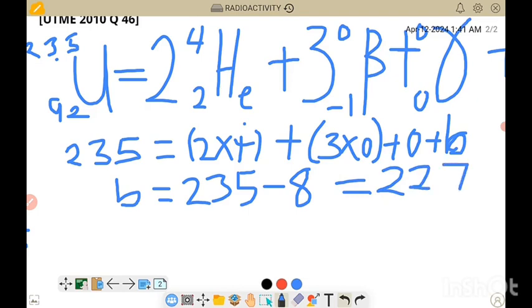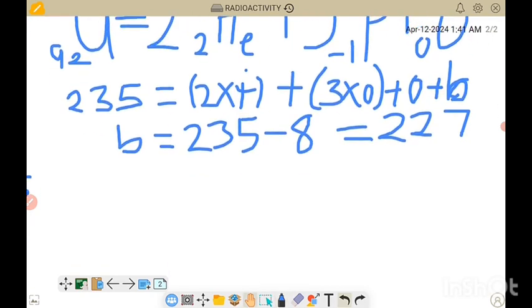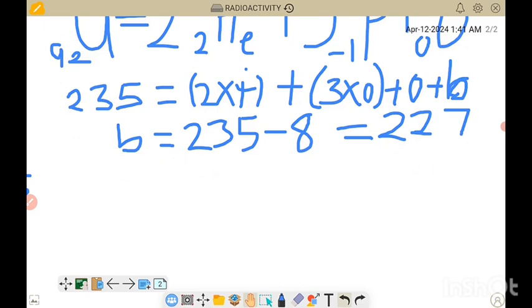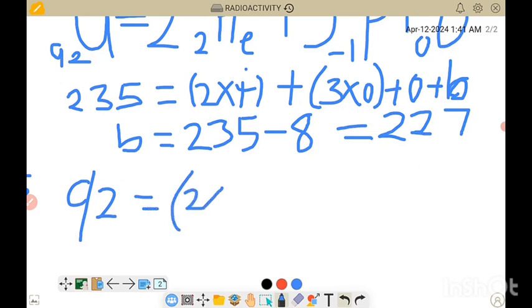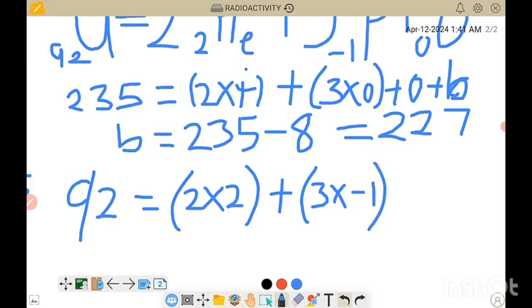Similarly, we can do that for the atomic number aspect. Let's equate all the atomic numbers as well. So you can say 92 equals 2 times 2 plus 3 multiplied by minus 1. We're considering the atomic number now, plus 0 plus A.